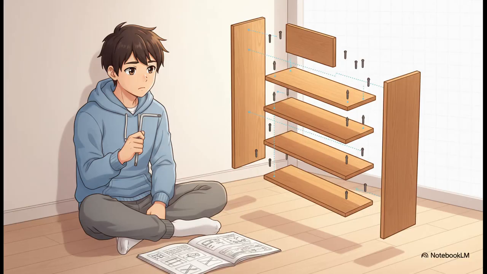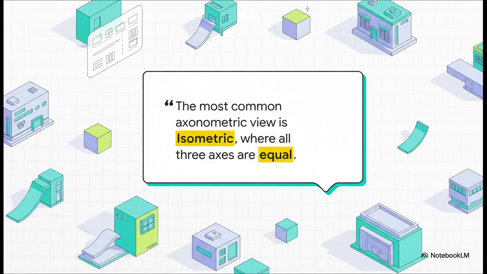Next, we've got axonometric projection. And if you have ever built IKEA furniture, you will instantly recognize this. It's that brilliant 3D style drawing that shows you the top, the front, and the side of an object all at once, so you can finally see how all those little pieces are supposed to fit together. Now, the undisputed champion, the king of axonometric drawing, is the isometric view.